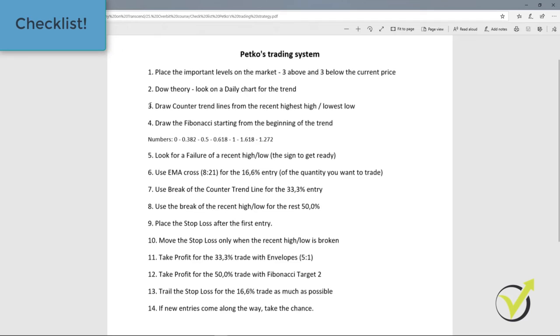9. Place the stop loss after the first entry. So after you open the 16.6, immediately you need to place a stop loss. 10. Move the stop loss only when the recent high or the recent low is broken. Don't hurry to move it before that. 11. Take profit for the 33.3 with the envelopes, and you have the parameters. 12. Take profit for the 50% trade with the Fibonacci target 2. 13. Trail the stop loss for the 16.6% as much as possible.